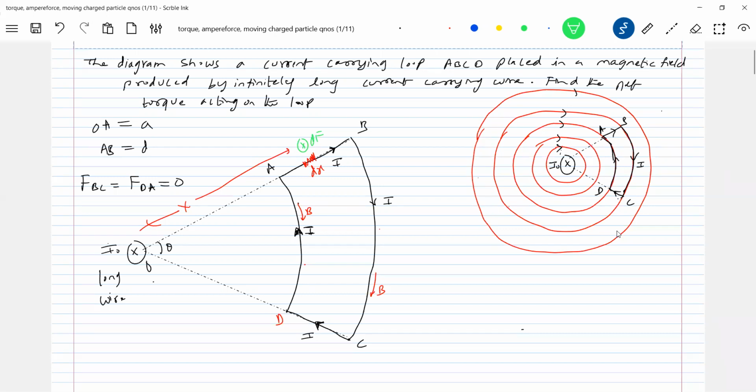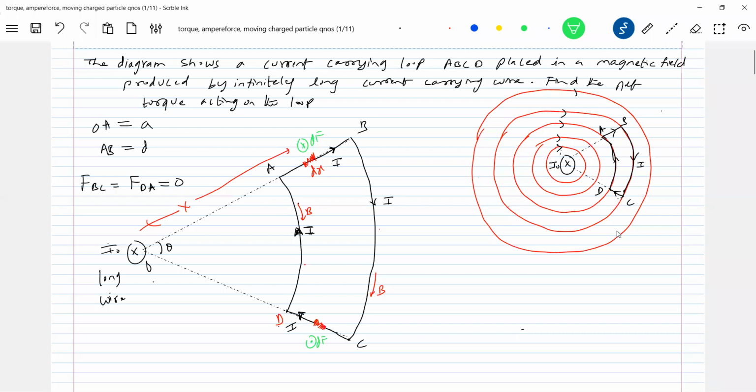And similarly, take one small element here. If I assume one more small element, again at a distance x, dx, what is the direction of current? There's a direction of current, so here B bar will be like this. So the force will be out of the plane here. Once you get this, the rest will follow. Now the force acting on this element will be out of the plane.